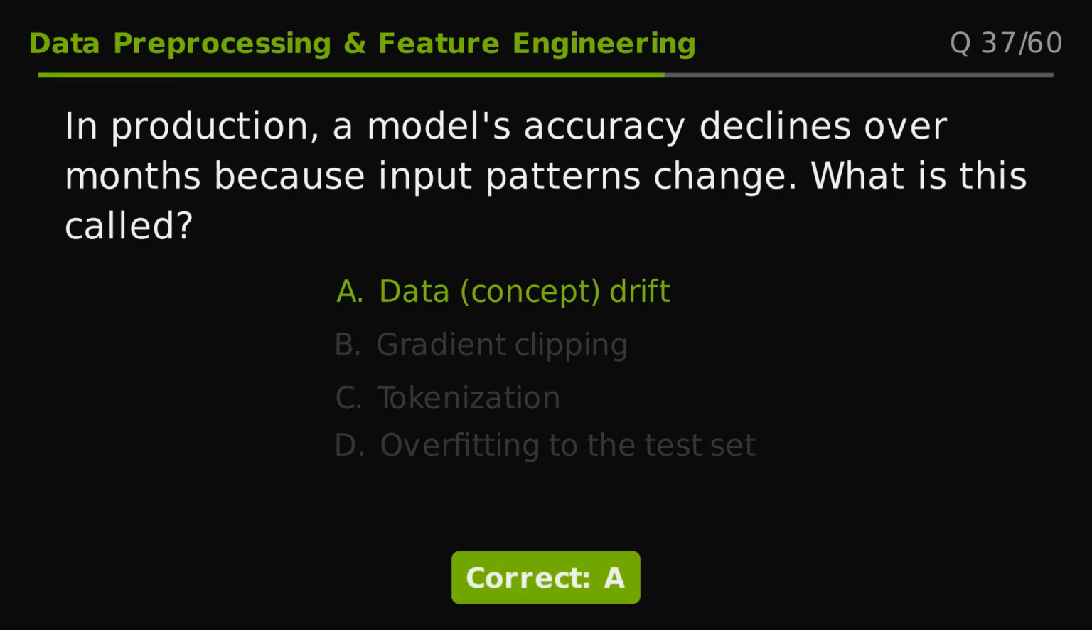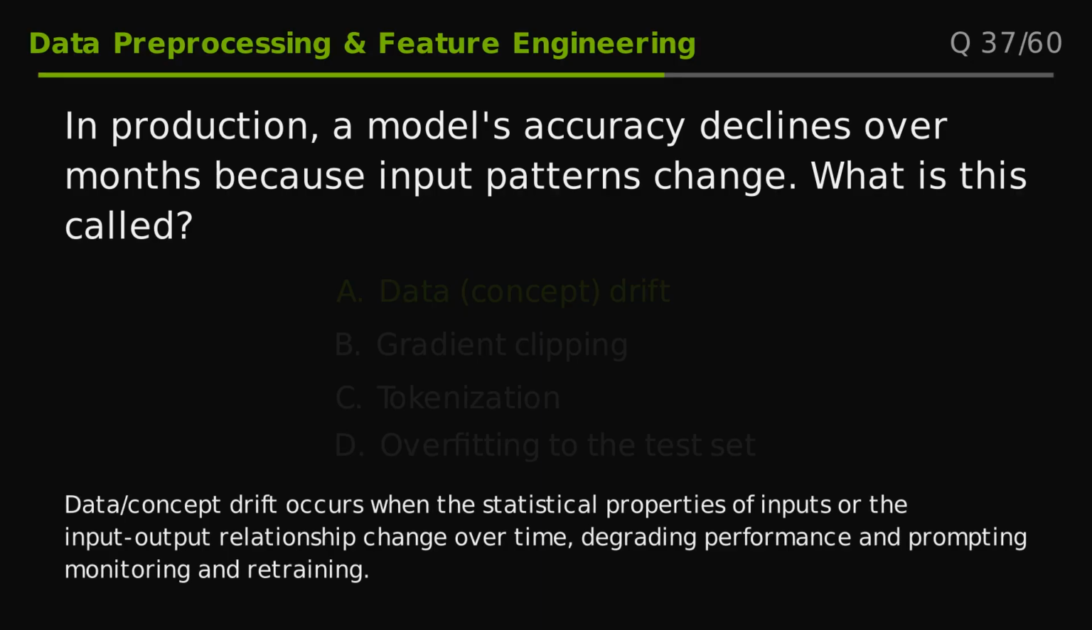The correct answer is A. Data and concept drift occurs when the statistical properties of inputs or the input-output relationship change over time, degrading performance and prompting monitoring and retraining.